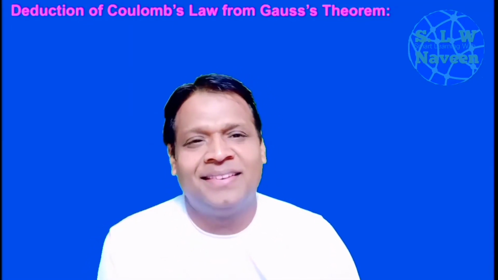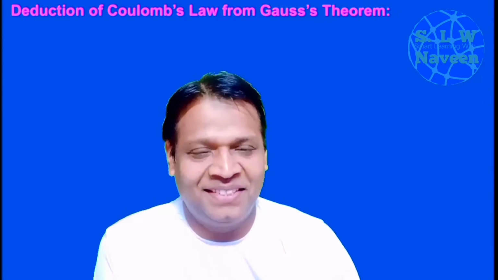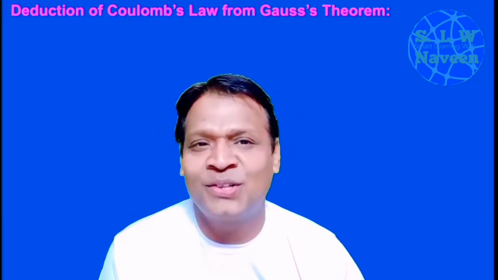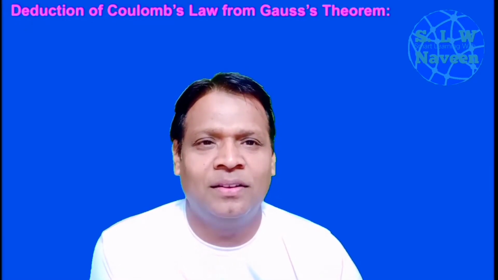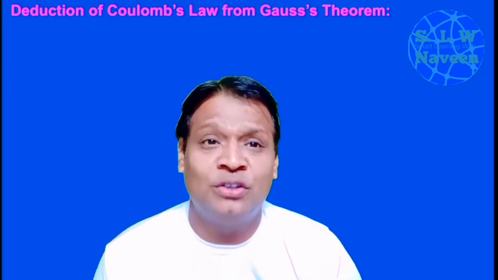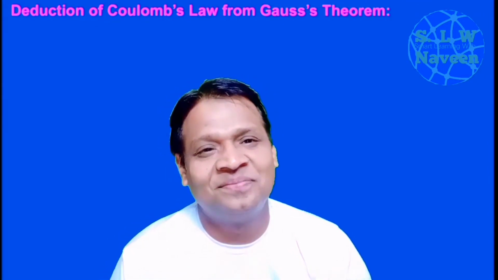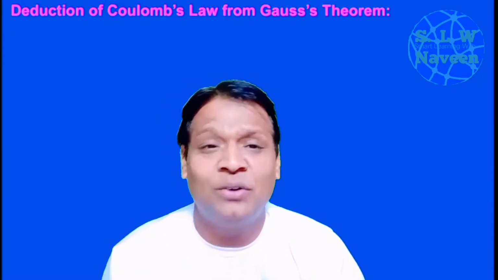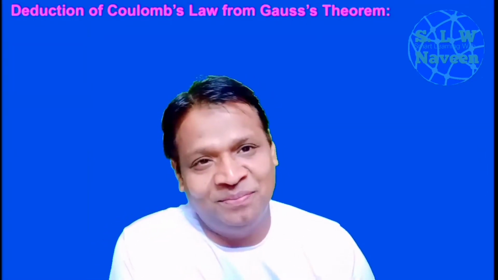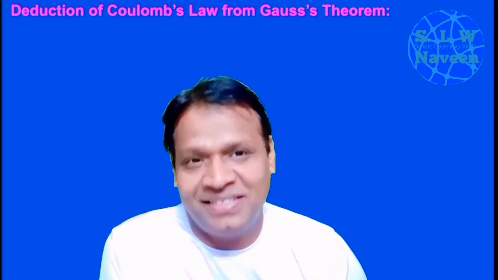In the last video we talked about the derivation of Gauss theorem for uniform and non-uniform surfaces. We got the same result. Now this time we are ready to apply the Gauss theorem to different situations, or you can say the applications of Gauss theorem. Today we are going to derive Coulomb's law with the help of Gauss theorem. So let us start.